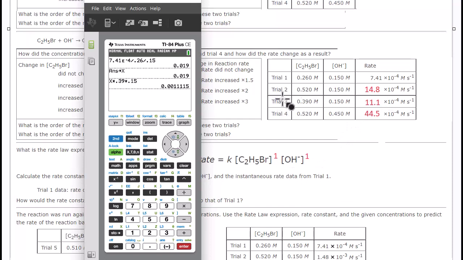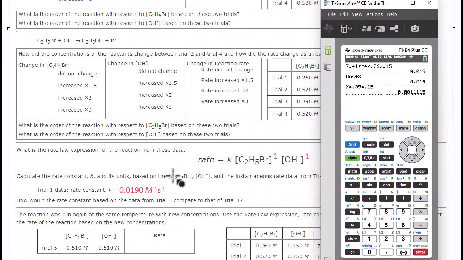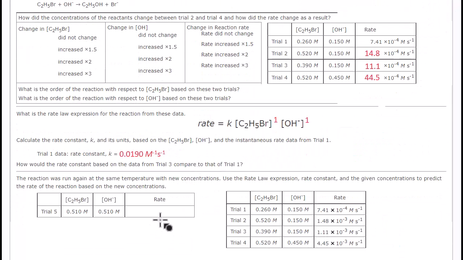We didn't even need trial 3. We could have predicted what could have happened. All right, let's do the last part of this problem. Here it is. In the last part of this problem, they want to know how fast this reaction occurs for trial 5. They do the experiment again, and they say, here's our 2 new concentrations. Concentrations we haven't used before. What is the rate going to be?